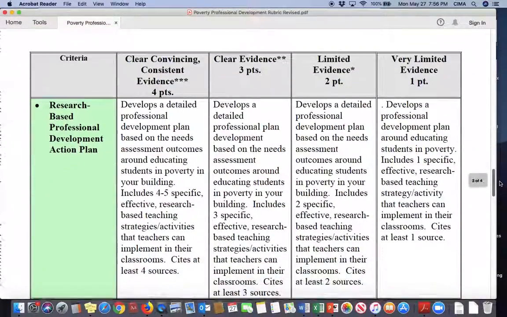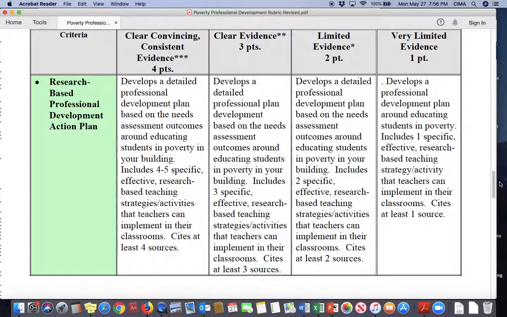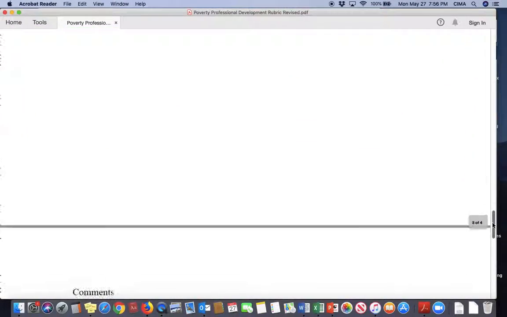And then finally, what is your plan? Based on research, what is your plan? Give me 4 to 5 specific, effective research-based teaching strategies or activities that you could have teachers in your building use. So that's it in a nutshell, what it's all about.